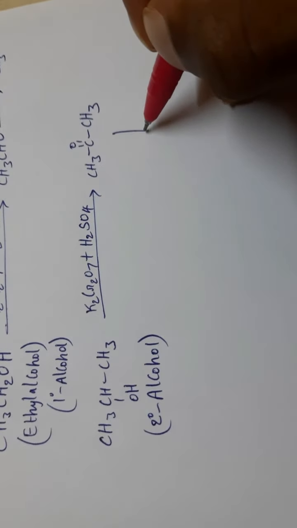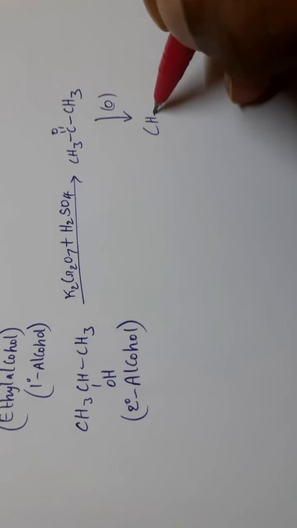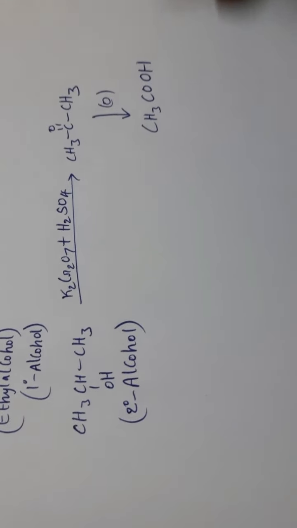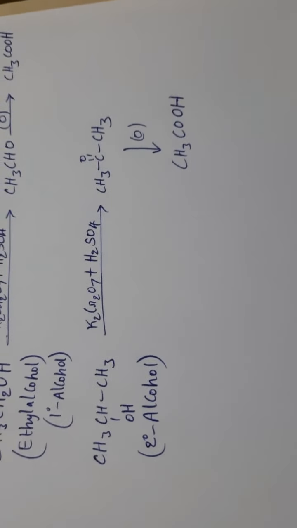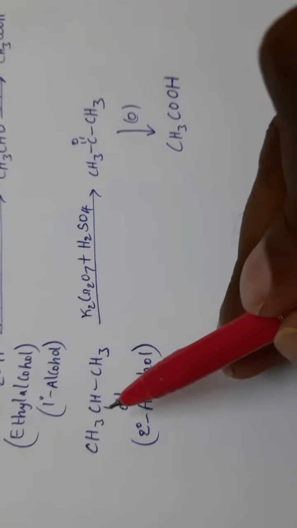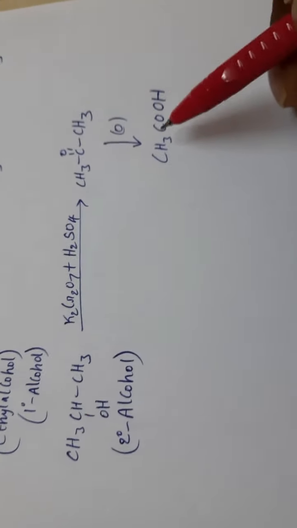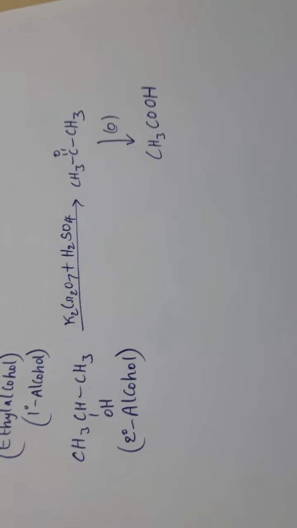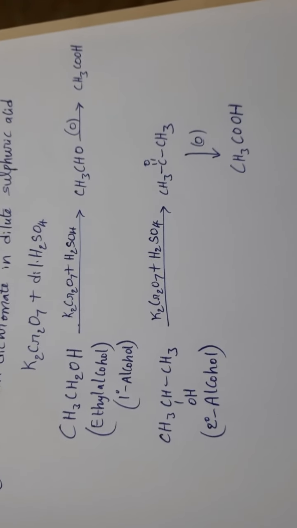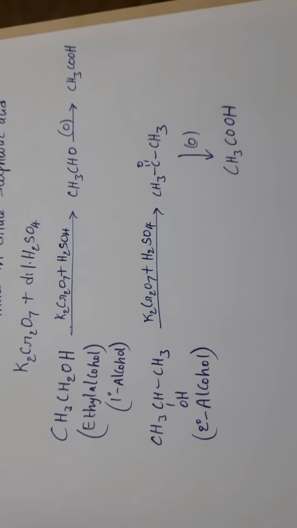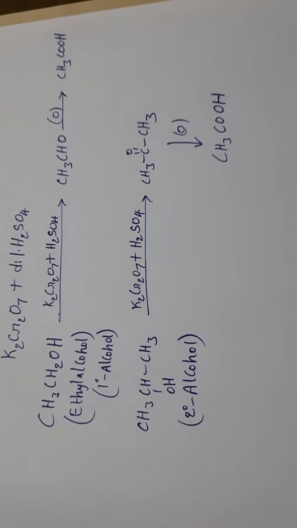This ketone under drastic conditions oxidized to carboxylic acid CH3COOH having less number of carbon atoms compared to original alcohol. Here, how many carbon atoms are there? 1, 2, 3. But here, only 2 carbon atoms. So, in this way, oxidation of primary alcohol and secondary alcohols takes place with potassium dichromate plus sulfuric acid.